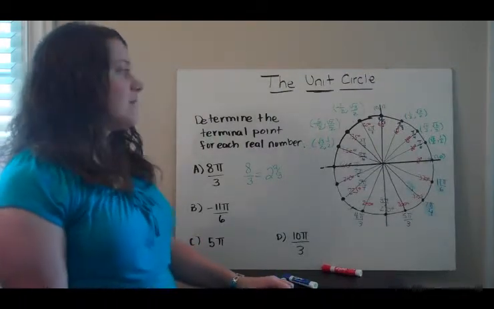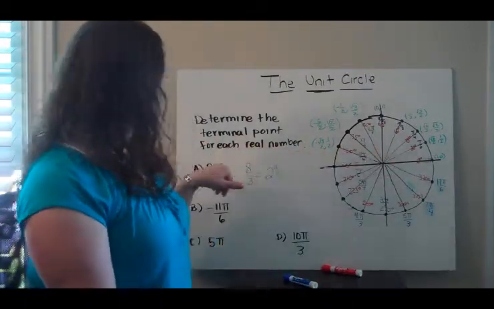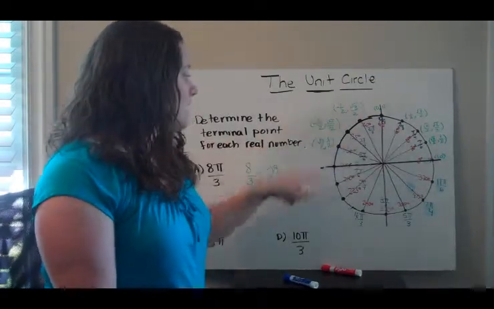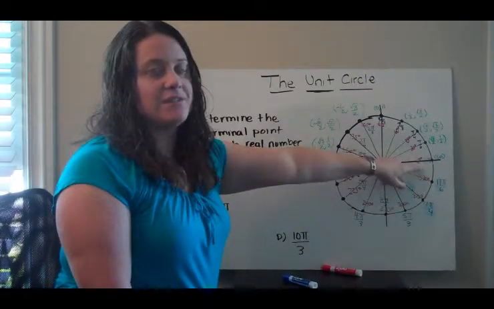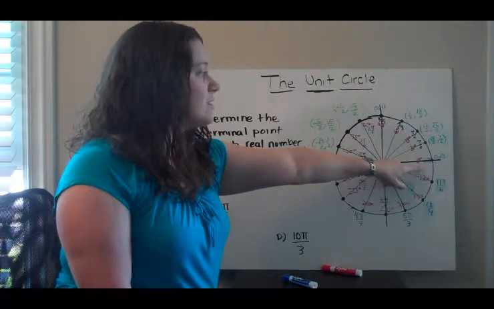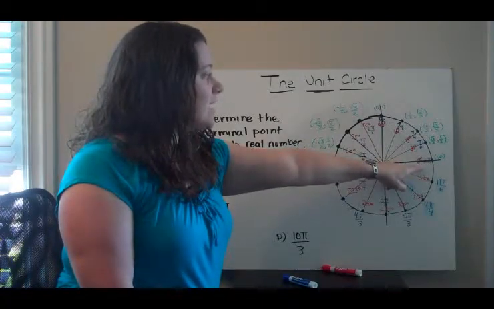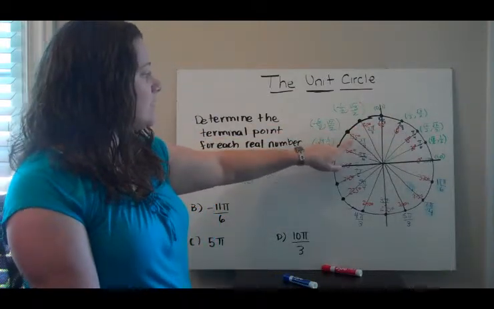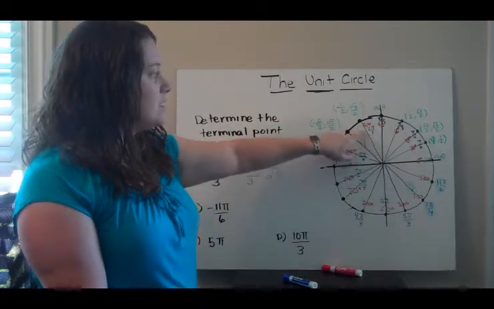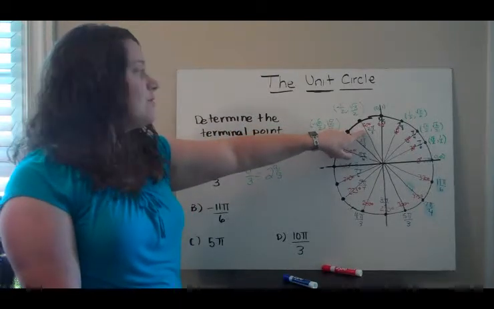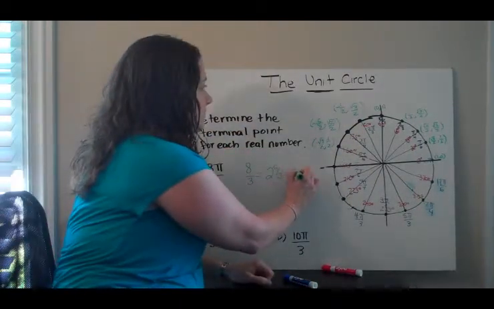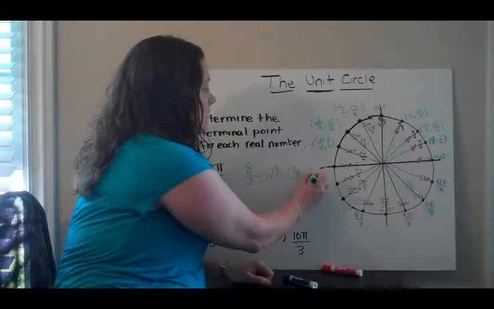So let's look at how far I'm going to go around. If I start here, it's positive, so I'm going to go counterclockwise. If I go 2, I get all the way back to here. And so now I just need 2/3. So if I look, here is 1/3, and then if I come over to here, this would be 2/3. So there's my answer. I look at 2/3, and I have negative 1/2, and root 3 over 2.